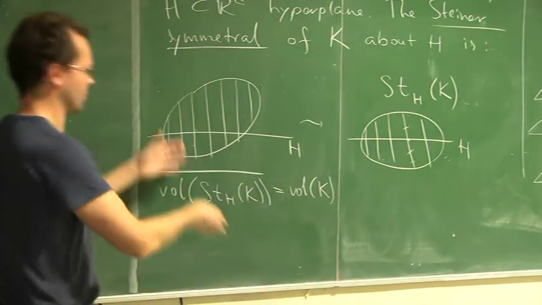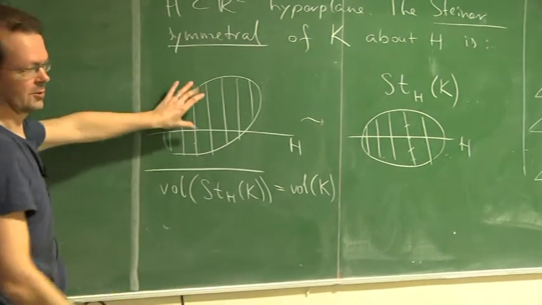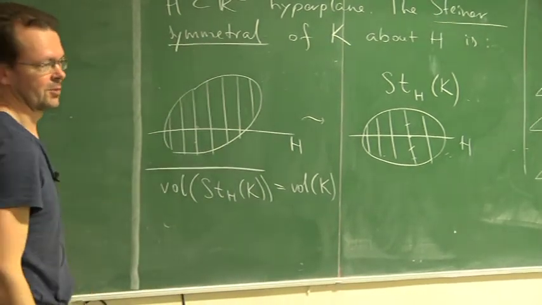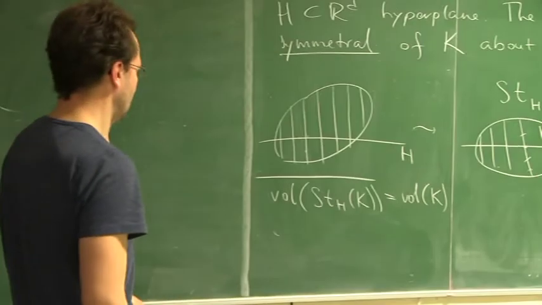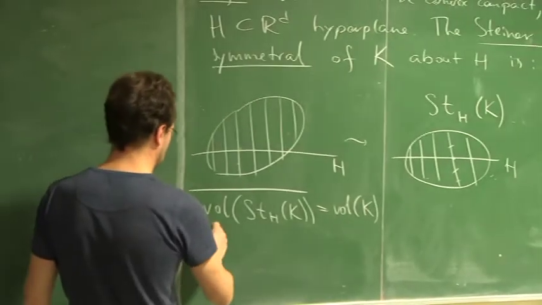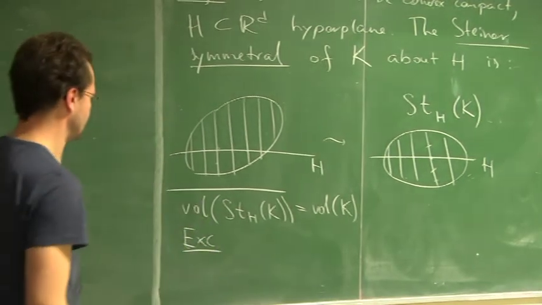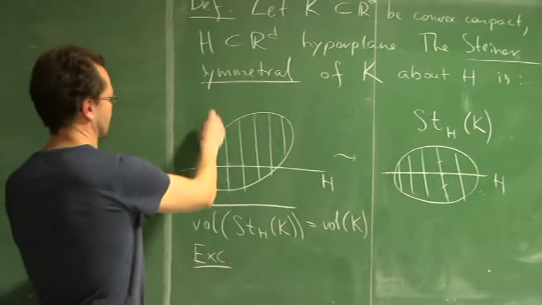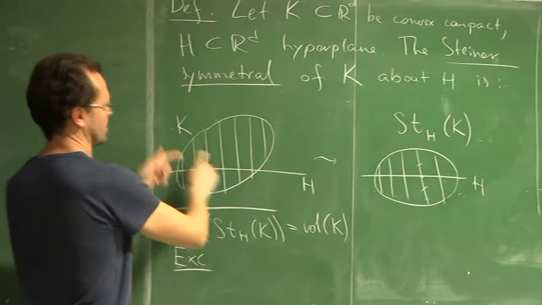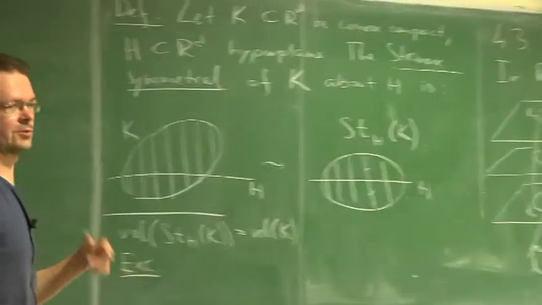Because one can compute the volume by the integral, and the length of the vertical segments doesn't change, so the integral does not change. But what is more, and it's an exercise, if K was convex, then the Steiner symmetrization of it is also convex.